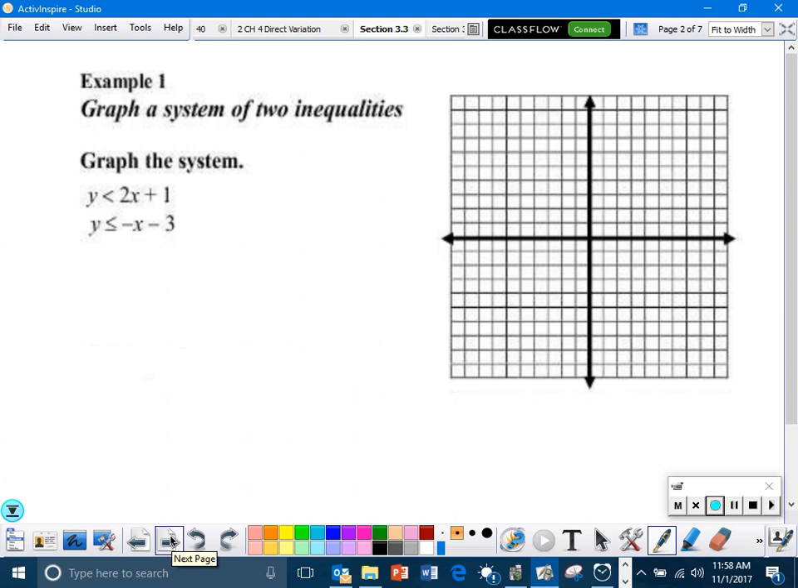Graph the system of two inequalities. We're going to graph it like a regular equation, so we're going to mark the y-intercept. The first one I will do is this one. The y-intercept is 1. Remember, that means up 1. And the slope is 2, so up 2 over 2. I'm going to finish graphing that.